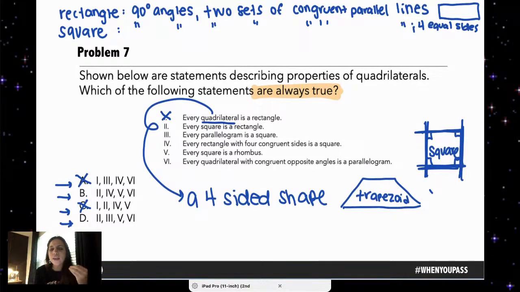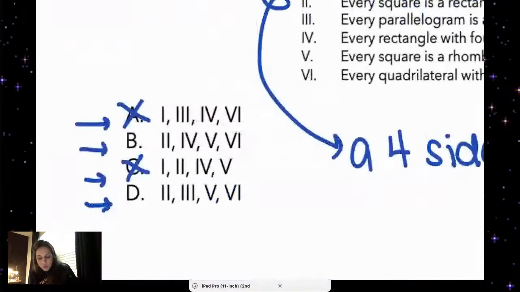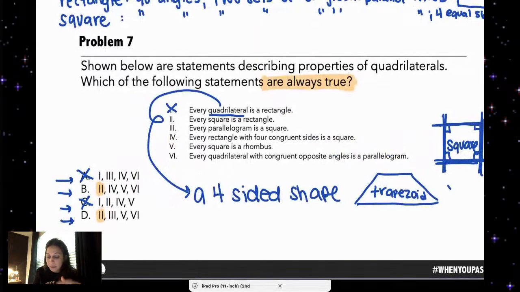No. Why do I not need to look at number 2? This is a test-taking strategy for everybody. Why do I not need to look at number 2? Because both B and D have number 2. So I don't need to look at number 2 because they're asking for the statements that are always true, and they just told us by the fact that we eliminated A and C that number 2 is always true.